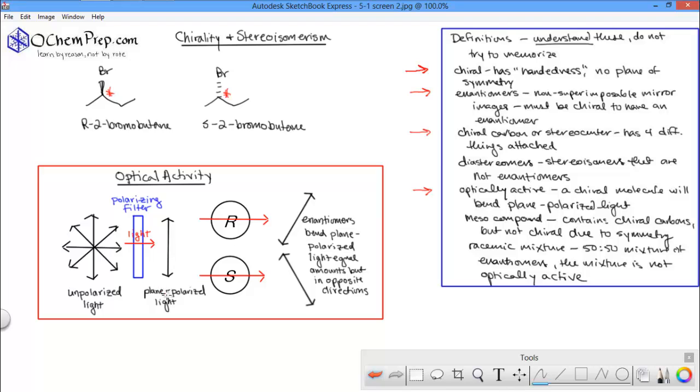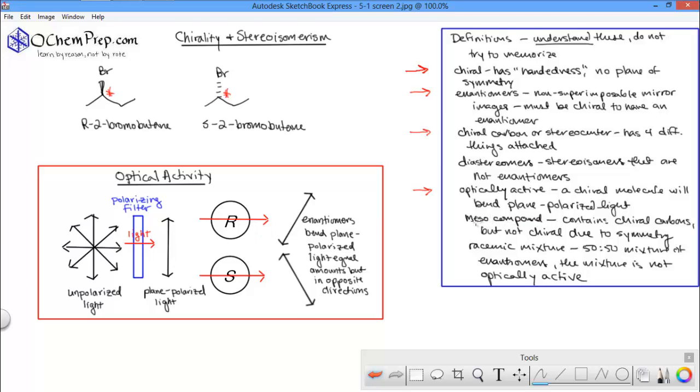Now, if we take this plane polarized light and shine it through 2 different compounds, one R and one S, then this plane polarized light will bend a certain amount when it goes to the R enantiomer, and the same amount, only the different direction, when it goes to the S enantiomer. So using plane polarized light is a way to test for optical activity, and in order to be optically active, a compound must be chiral.